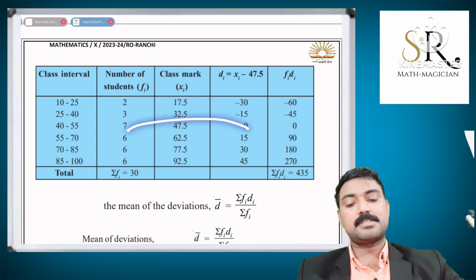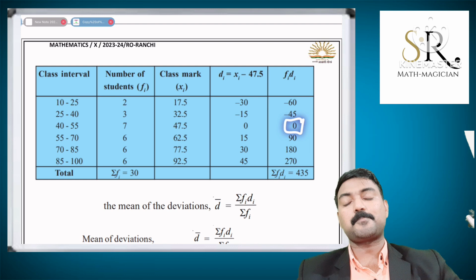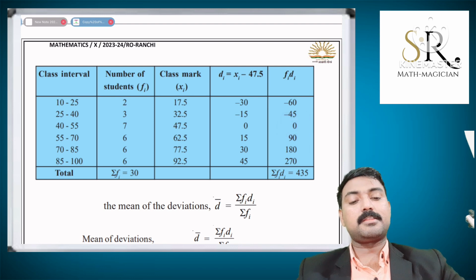Similarly, each frequency and this D we will multiply. Here 0 is there, so 7 into 0 is 0. That's why here also it becomes 0. In such a way we multiplied. This value is known as FD.